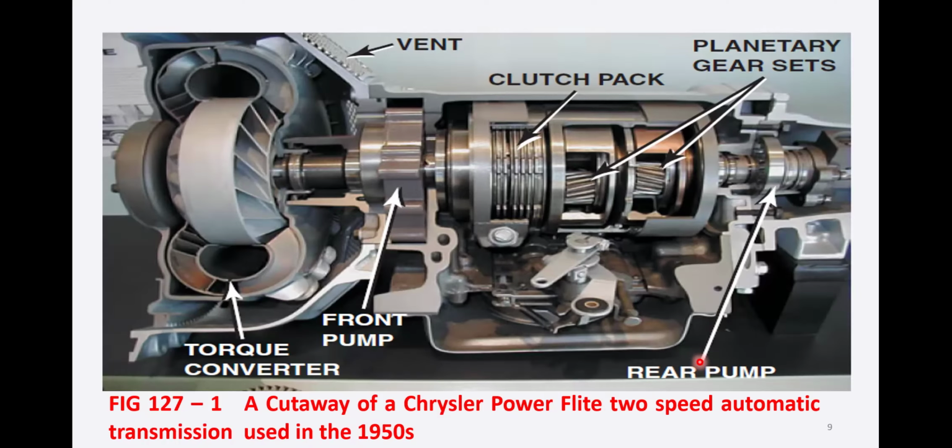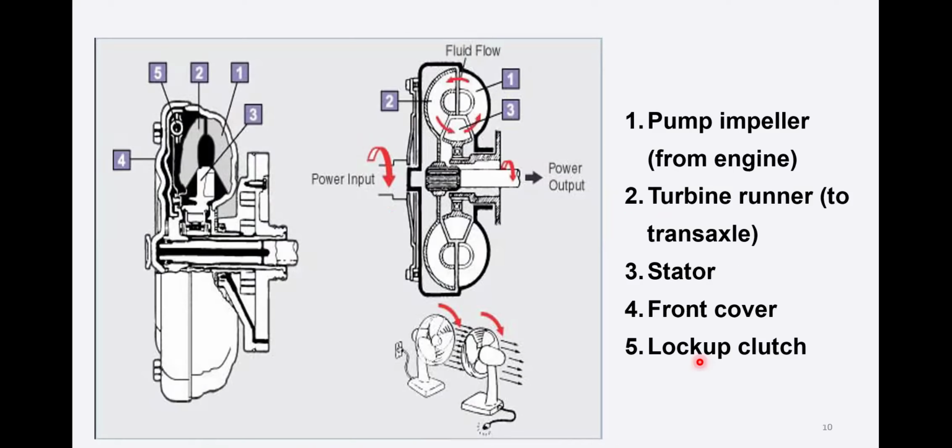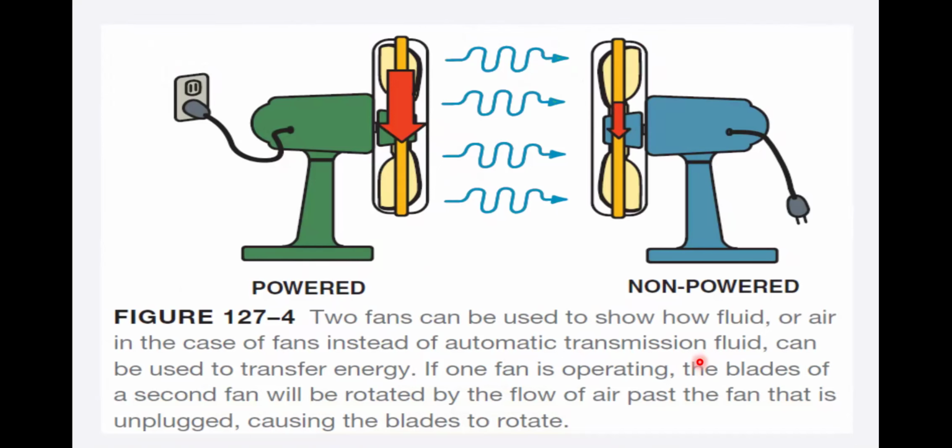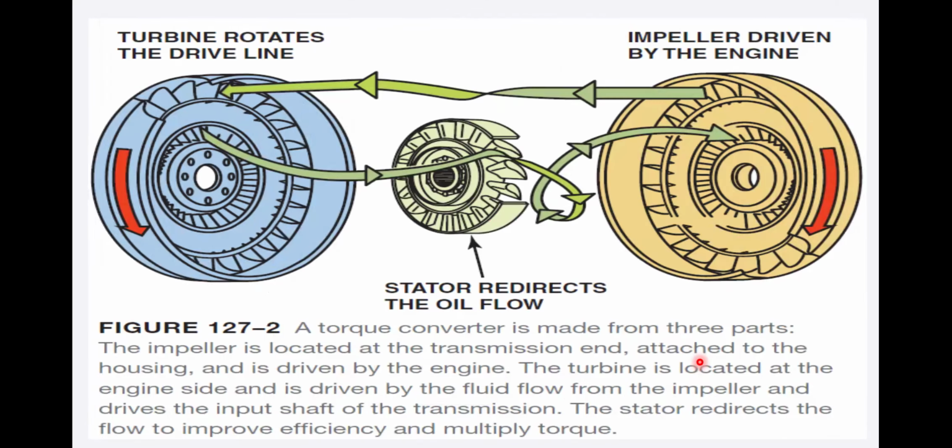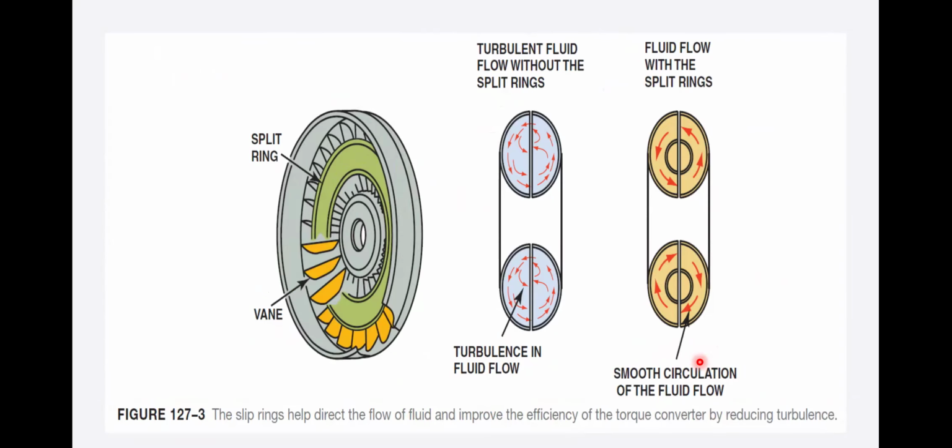And then this is the cutaway model of a transaxle transmission. Then we have the pump, turbine, stator, front cover, lockup clutch. And this was the simplest example of two fans. One is powered and the other is not powered. When the powered one moves, it gives a flow of air and it tries to move the stationary one in the direction of the flow. So this was the principle of the flow in the turbine and impeller and what the stator does. So these are the split rings which are used there.